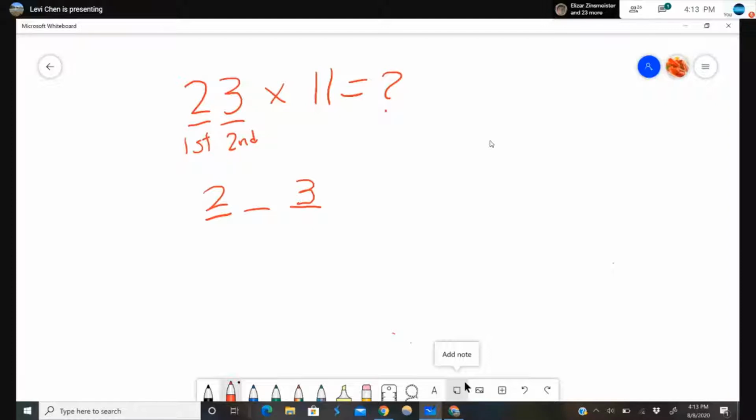The easiest way is actually just to add these two. So what's 2 plus 3? That's 5, and that becomes the center. So 23 times 11 is equal to 253. Okay.